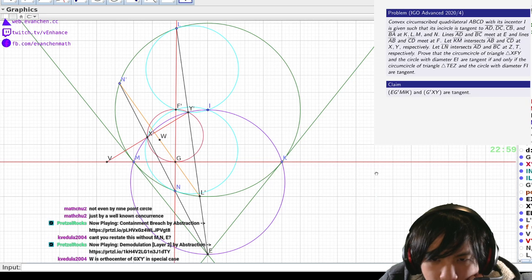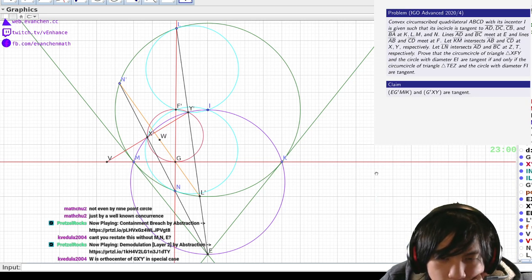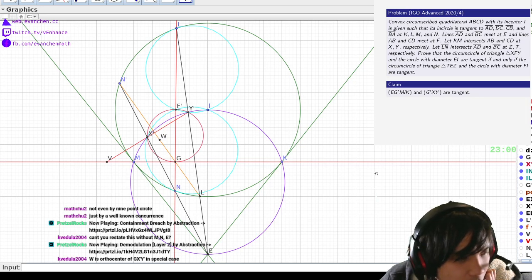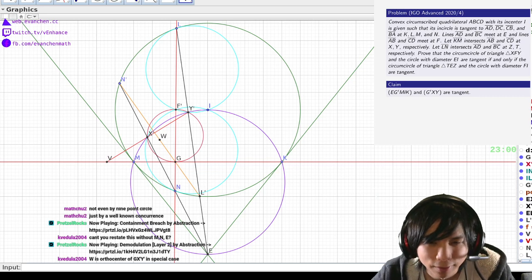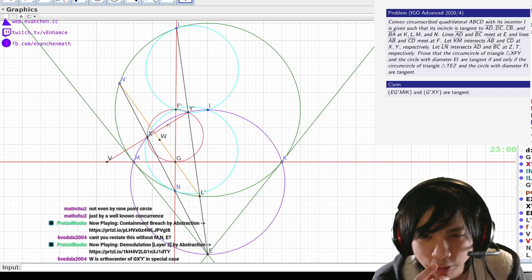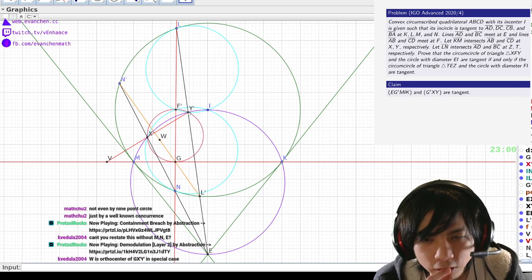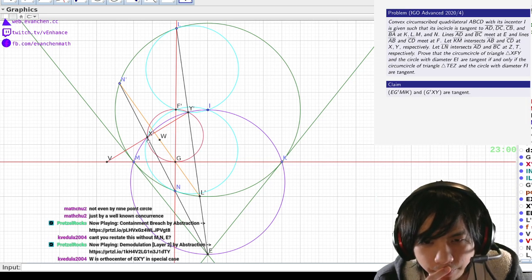So X prime G Y prime. Can I do anything with that? Is W the orthocenter of G X prime Y prime? Oh, no way, right? Maybe? Yeah, you're correct. It is indeed an orthocenter because, oh wait, okay, that's interesting. This is an orthocenter? Really? Because X W prime is perpendicular to F prime Y. So it is true a posteriori. Interesting. So this is a parallelogram, I agree.